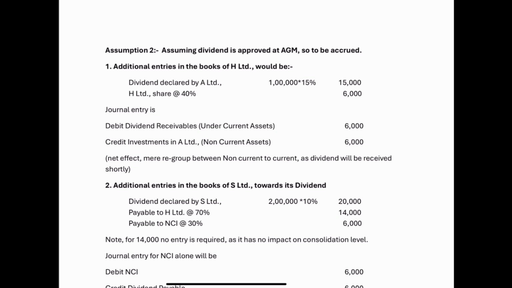Okay, and so as I told you, this is assumption 1 where we are not taking any adjustments with respect to dividend. Suppose if you wanted to make some adjustment for dividend, that's also 100% perfect. So in this example, we'll see the dividend has been approved at AGM, but it is accrued, not yet paid. So we'll see what additional entries need to be passed in this case.